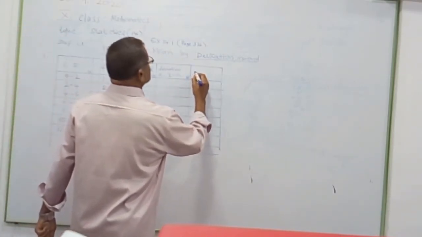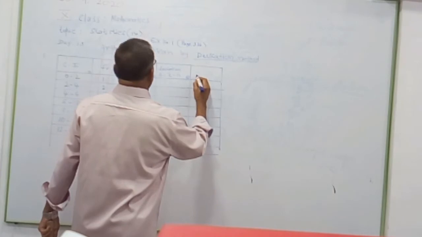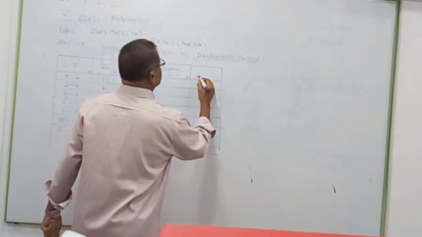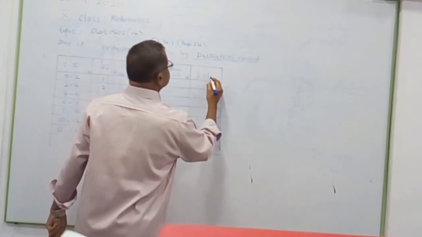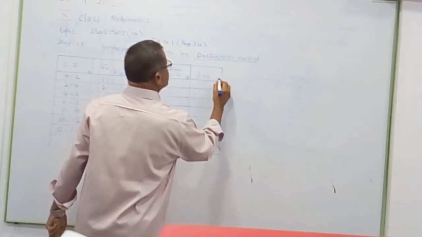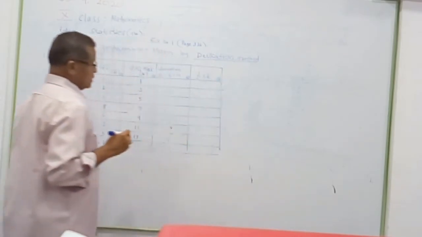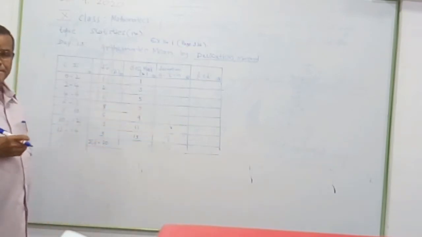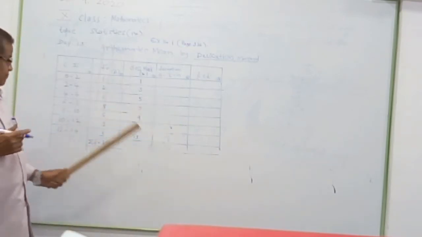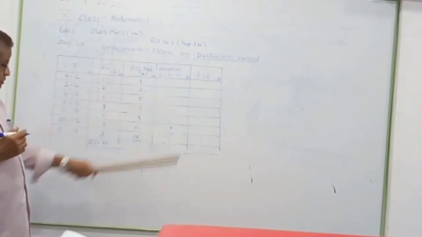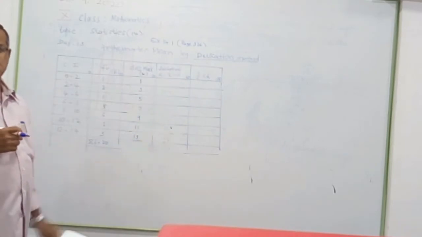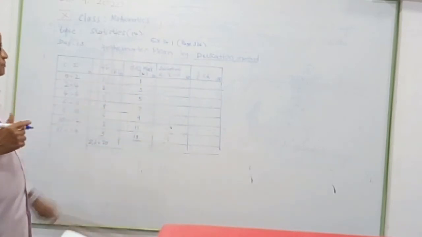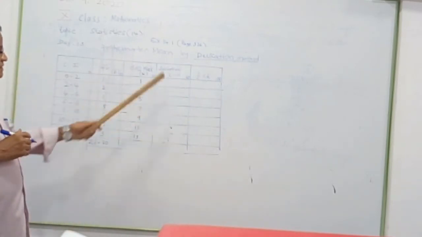And the fifth column is Fi into Di. See, double line. Please note down this: there are 5 columns for deviation method, 4 columns for direct method. For step deviation, 6 columns.